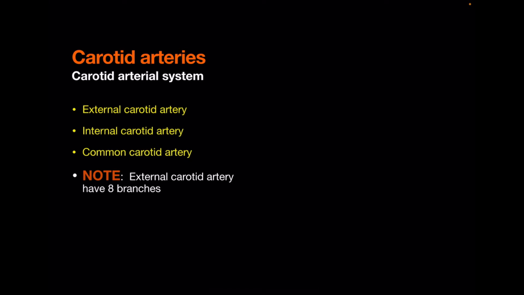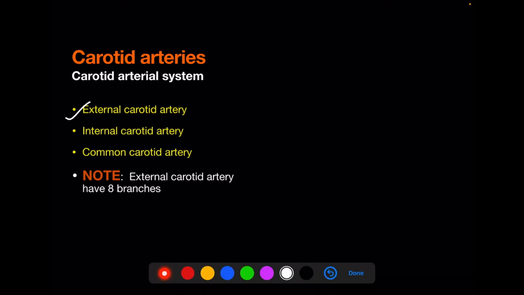The carotid arterial system is divided into three. Here it is written very clearly. First one is the external carotid artery, second one is internal, and the third one, what? Common carotid artery. Okay. Note that the external carotid artery has 8 branches. We will discuss those branches in a later slide.